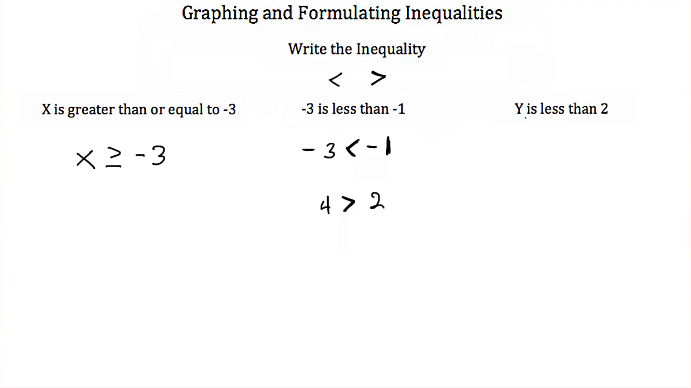Now our last example, we say y is less than 2. Well, that's pretty simple. We put down our y, we put down our 2, and then if it's less than, that means y is our smaller number. So then our less than sign looks like that.